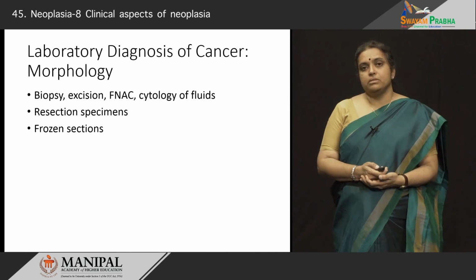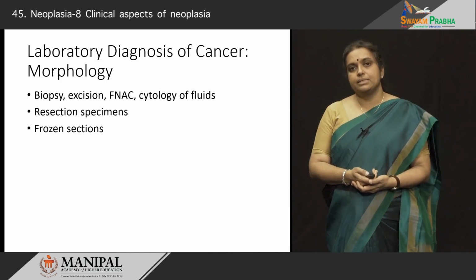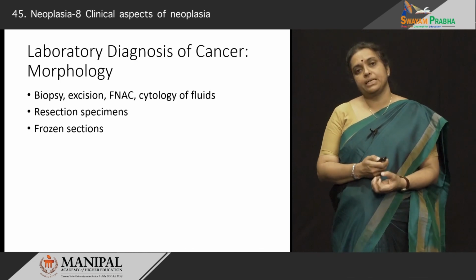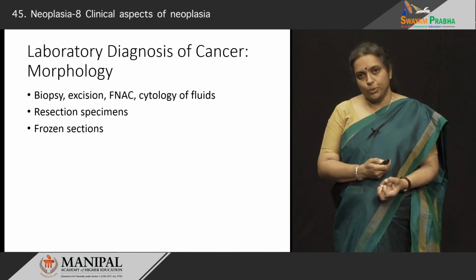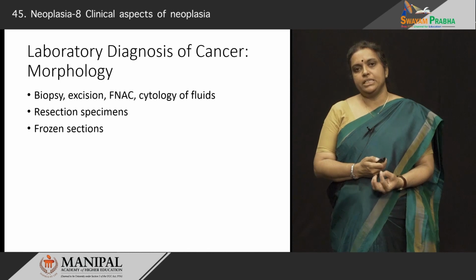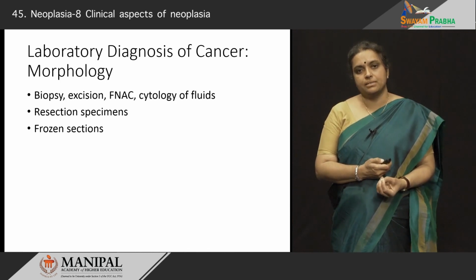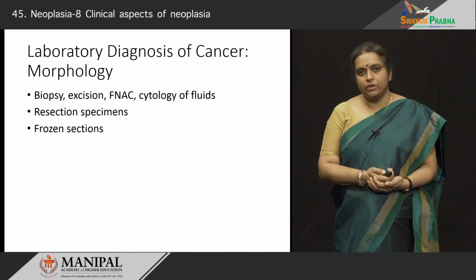The most important diagnosis of cancer is by morphology. By morphology, we mean how do the cancer cells look? What does the tissue that is sent to you show? So, the morphology or the appearance of the tissue will tell you whether it is cancerous or not, and this information is provided by the pathologist.